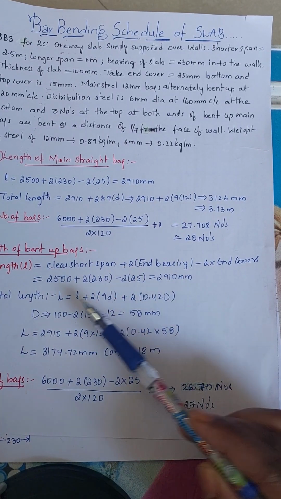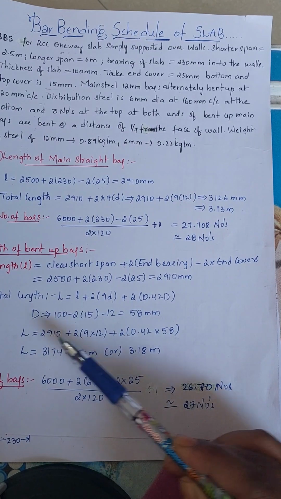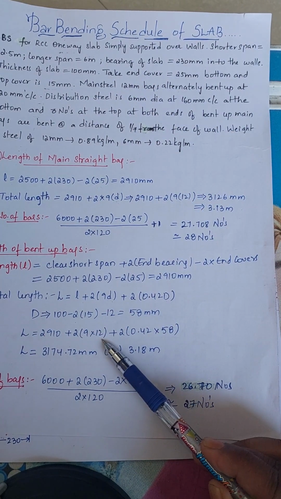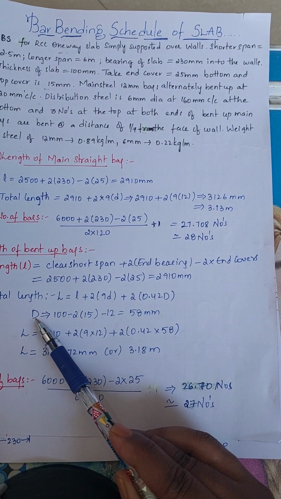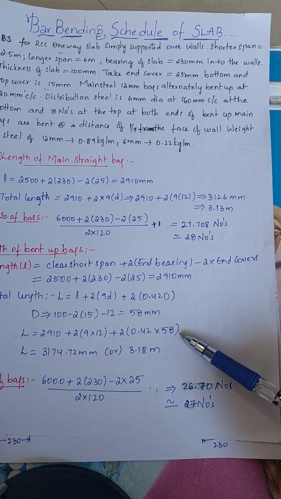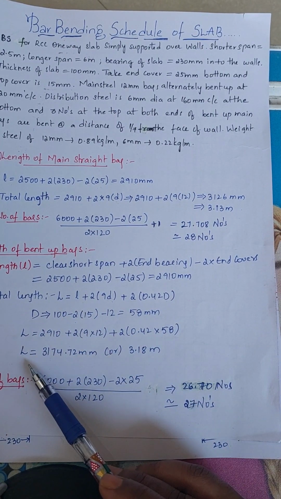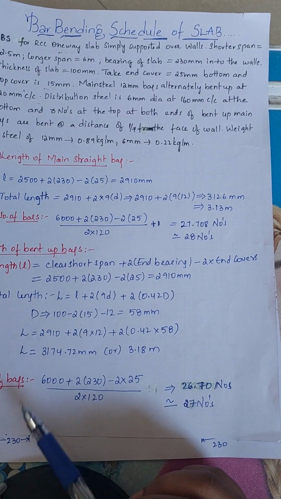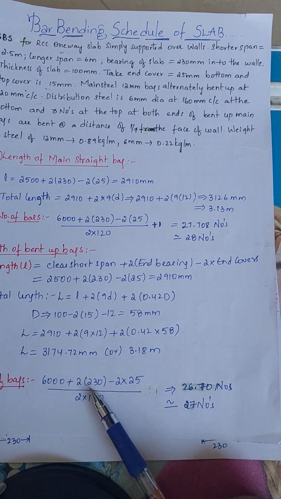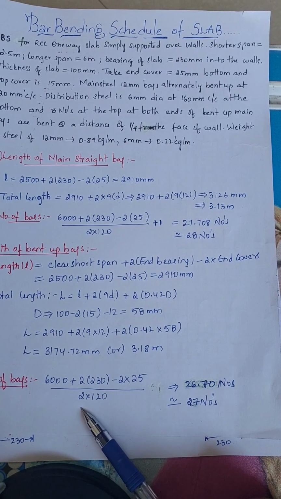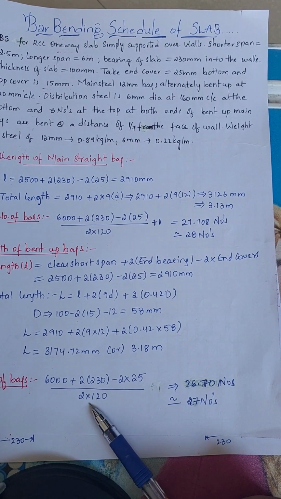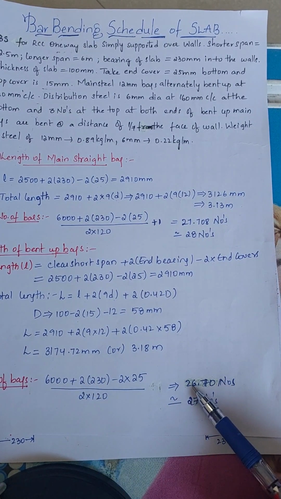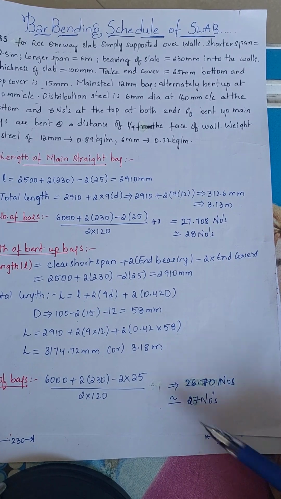Now we will substitute all these values in the formula. L equals 2910 plus 2 into 9 into 12, the steel we are using, plus 2 into 0.42 into D, which we calculated as 58 mm. After calculating all this, we get the length as 3174.72 mm, which is 3.18 meters. Now we will find the number of bars required: the longer span plus 2 into the width of supports minus 2 into the clear cover, divided by the 120 mm spacing. Since we are bending alternately, we take 2 in the denominator. After calculating this we get 26.7 numbers, or 27 numbers.